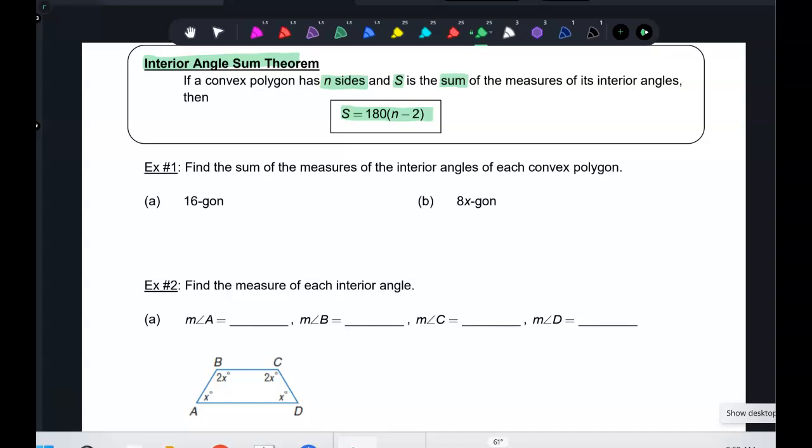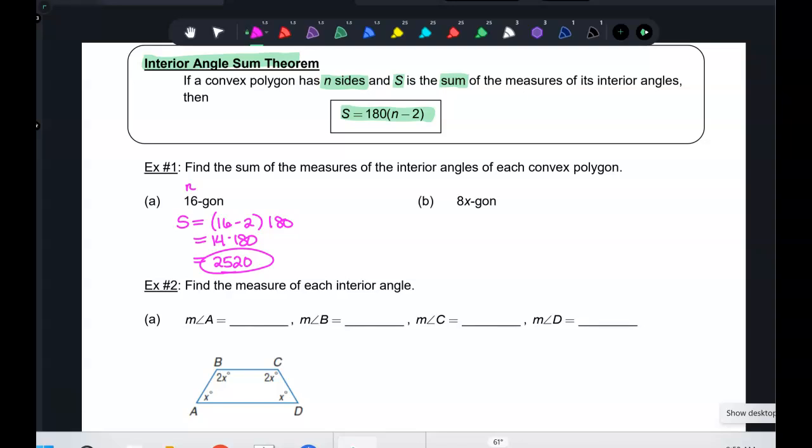Okay, so let's find the sum of the measures of the interior angles of each convex polygon. For the first one, 16 is the n, so our sum is 16 minus 2 times 180. So 14 times 180 is 2,520, which is a big number. That's because the more sides you have, the bigger the sum is going to be.